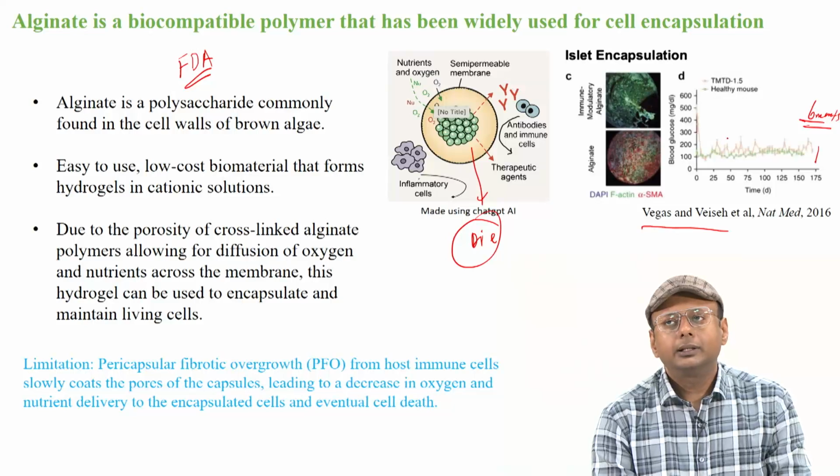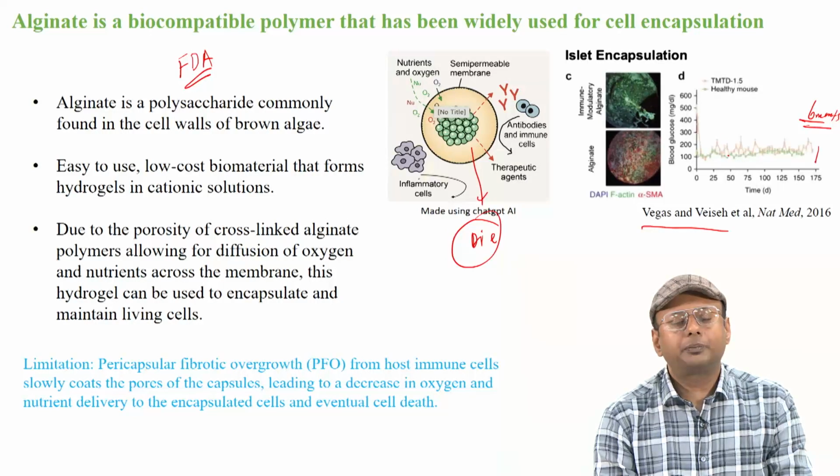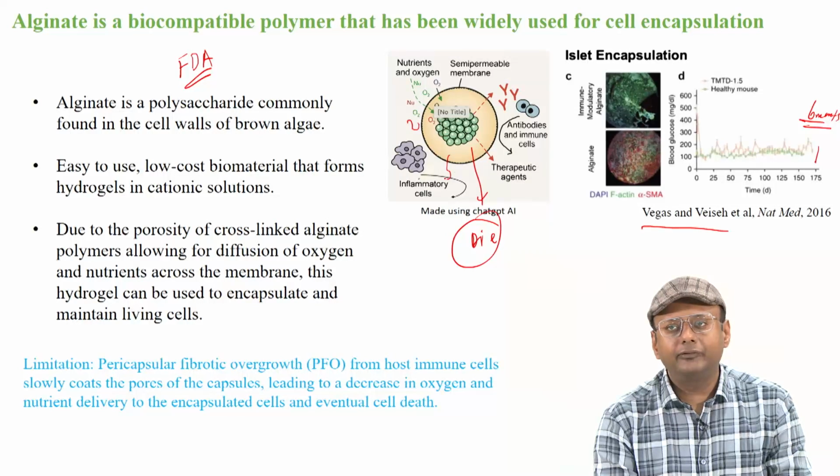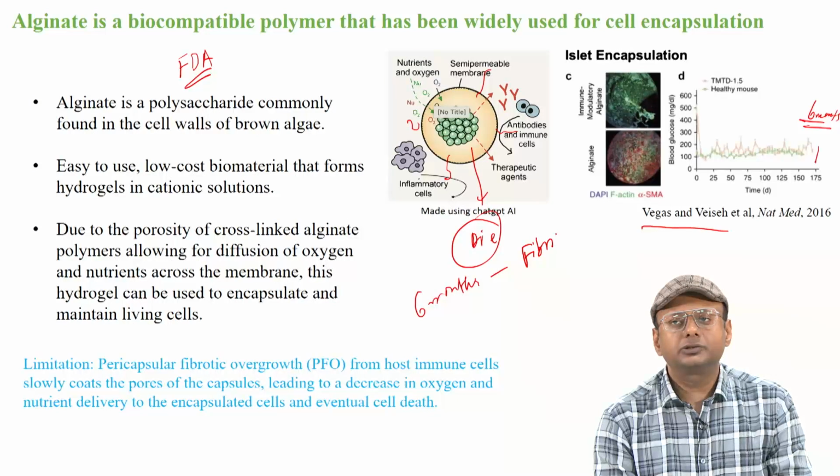So even though they are very good at maintaining the normoglycemic level for 6 months, unless these alginate polymers are coated with some active chemical molecule, after 6 months eventually the fibrosis response forms again, and all these implanted beta islet cells simply die.